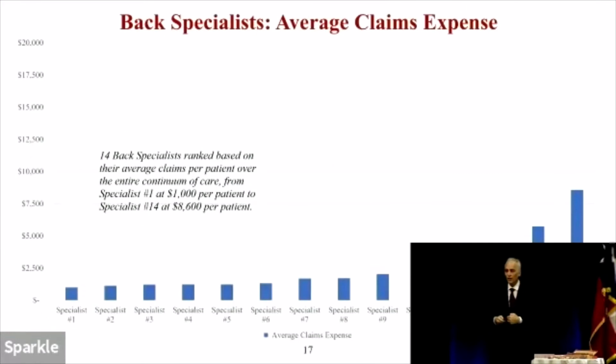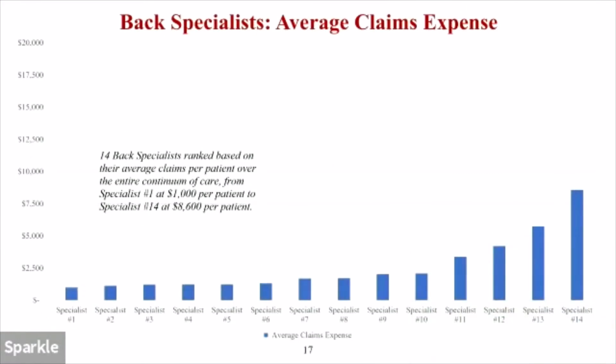Now let me give you some real life examples of how these analytics work. And these are real examples, real data. I've blinded it so you can't see who it's from. But here we're looking at 14 specialists taking care of back patients. And I've graphed them out based upon their average claims cost per person over the entire continuum of care. From the best one there on the far left, specialist one at about $1,000 per patient, to the worst one on the far right at about $8,600 per patient.